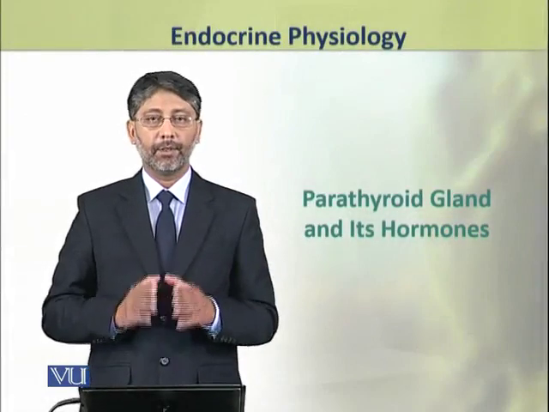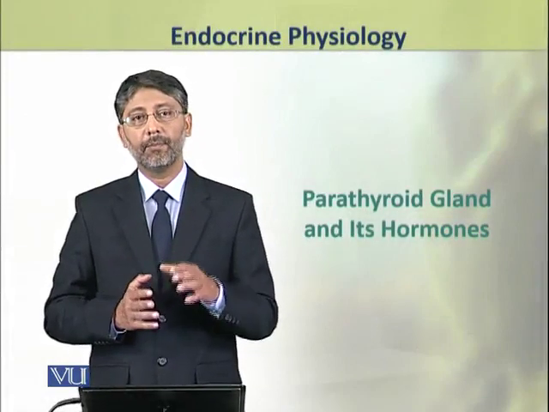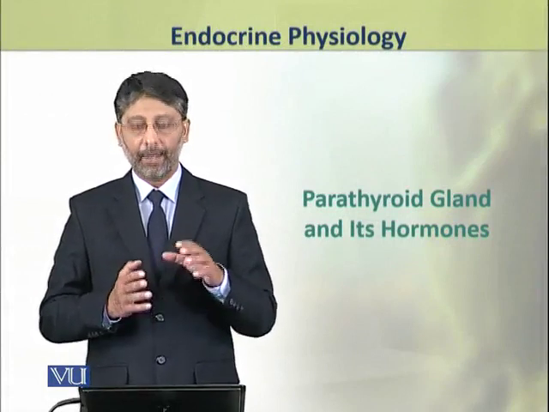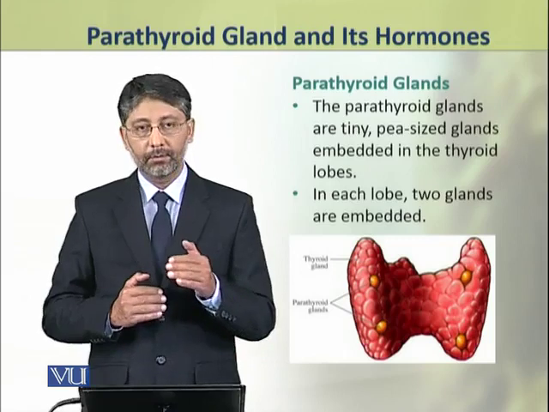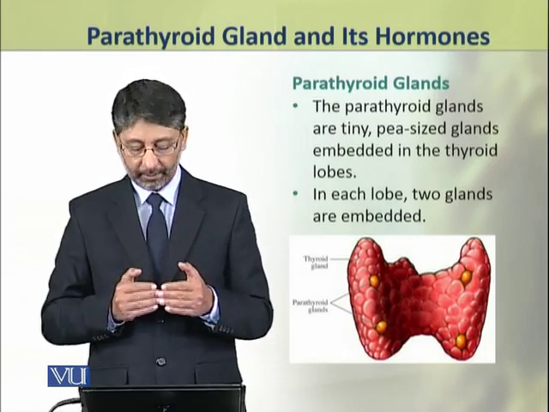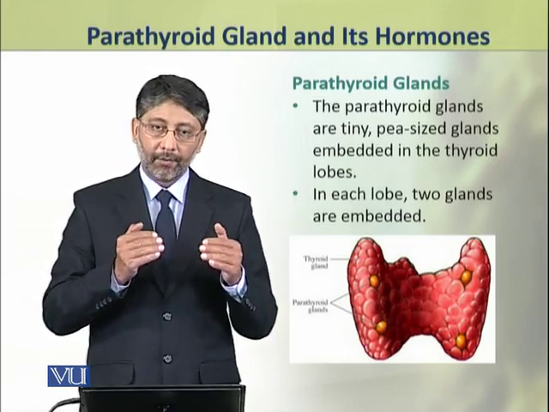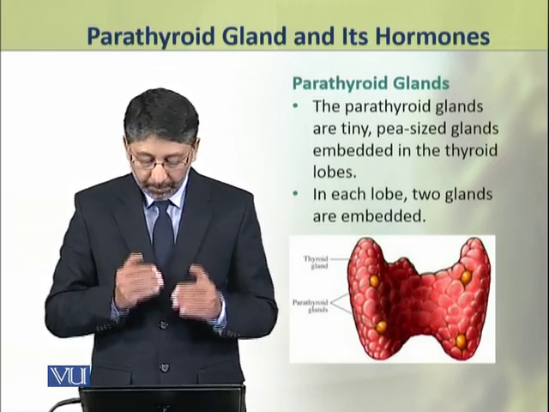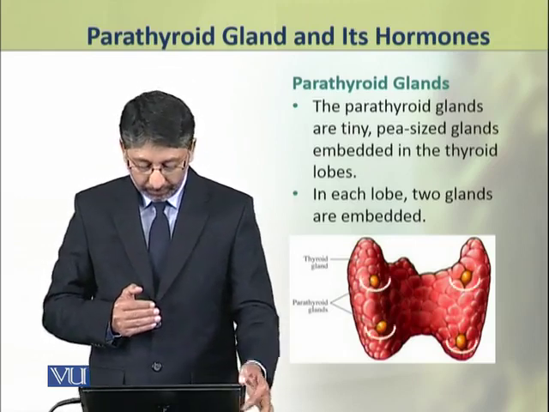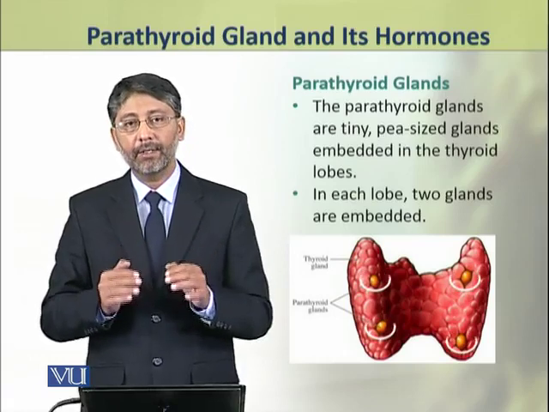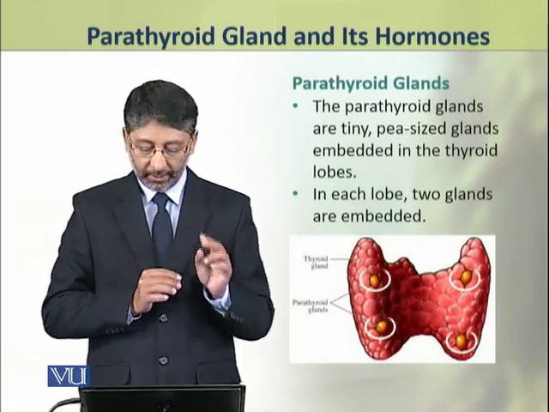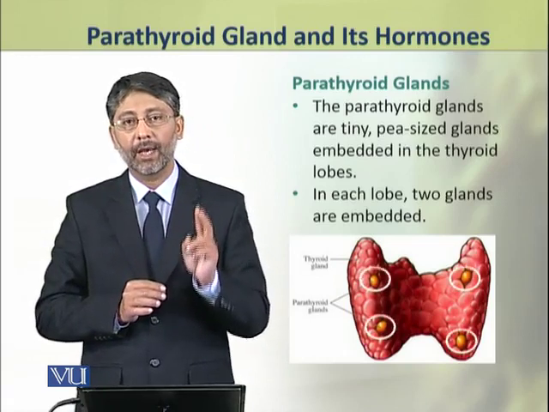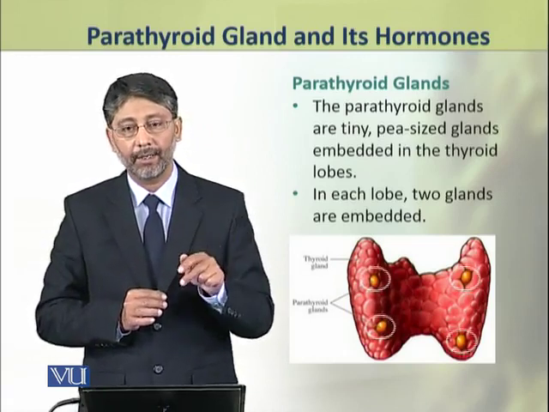Dear students, in this topic we shall discuss the parathyroid gland and its hormones. The parathyroid glands are tiny, pea-sized glands which are embedded in the thyroid gland. Each lobe of thyroid has two parathyroid glands embedded in it.